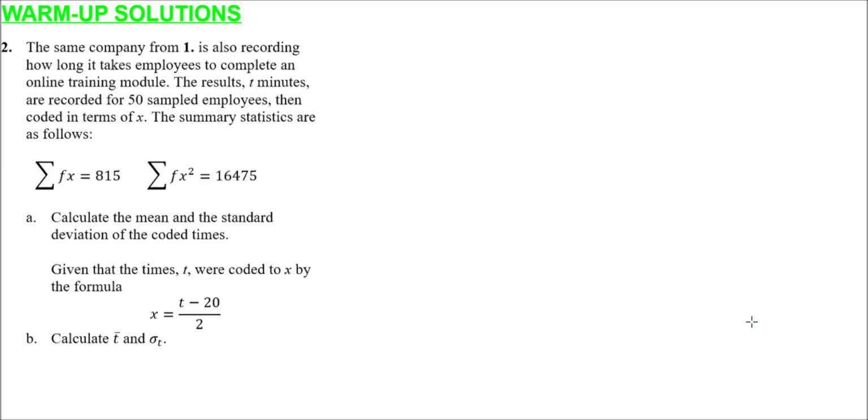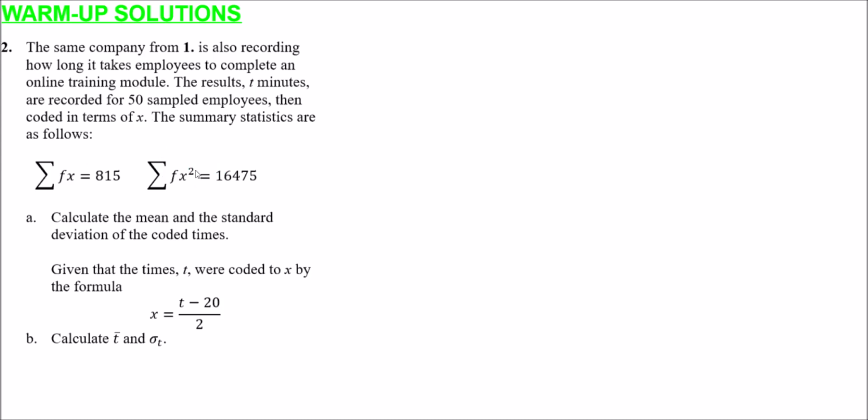It's to get you to see there's more than one way of being asked the same question, essentially. So the same company from question 1 is also recording how long it takes employees to complete an online training module. Although instead of having a table this time, we've got the results, T minutes, which have been recorded for 50 sampled employees and then have been coded in terms of X. So T has been coded into X. The summary statistics for X are as follows. The sum of fx is 815, and the sum of f times x squared is 16,475.